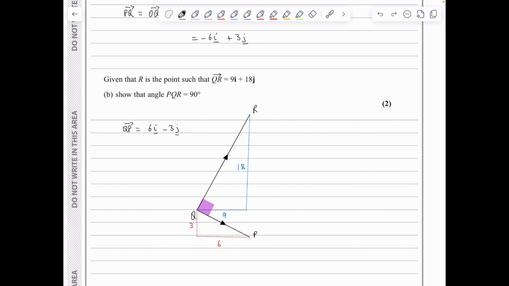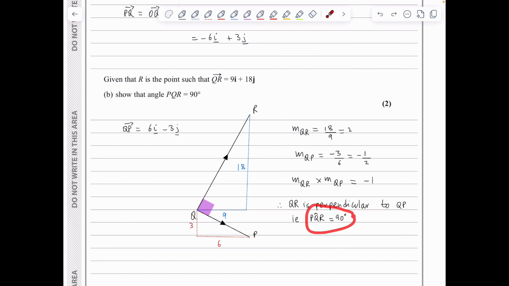So we will start with the gradient of QR, which is simply given by 18 over 9, which is equal to 2. And then the gradient of QP, which is equal to negative 3 over 6, which is equal to minus a half. Now we observe that the gradient of QR times the gradient of QP gives a result of negative 1. And therefore we conclude that QR is perpendicular to QP, which simply means that PQR is 90 degrees.